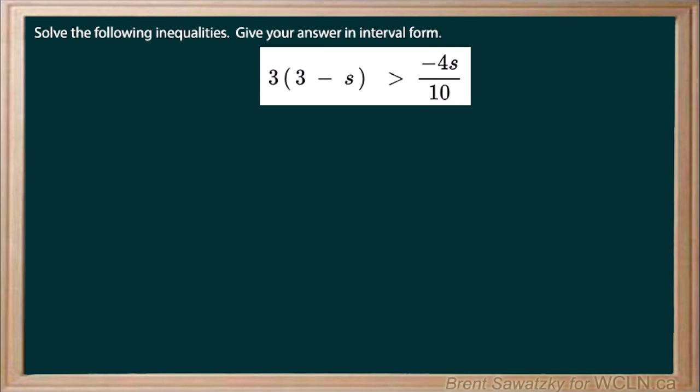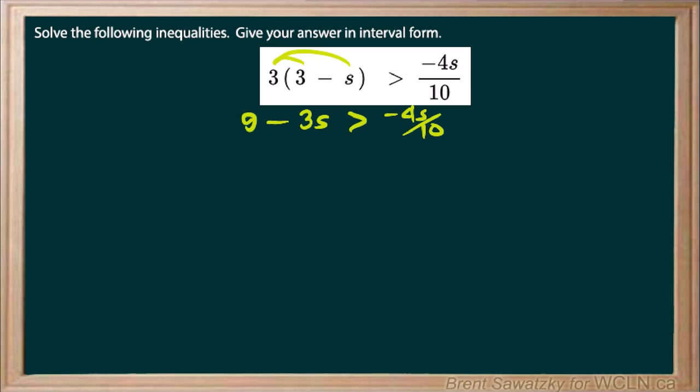We recognize some brackets to reduce, and we also have a denominator of 10 in there. Those would both be good to clean up before we really get rolling. Let's just do the brackets first in this case. We'll multiply that out. We end up with 9 minus 3s greater than negative 4s over 10. So brackets are gone. That denominator, let's deal with that.